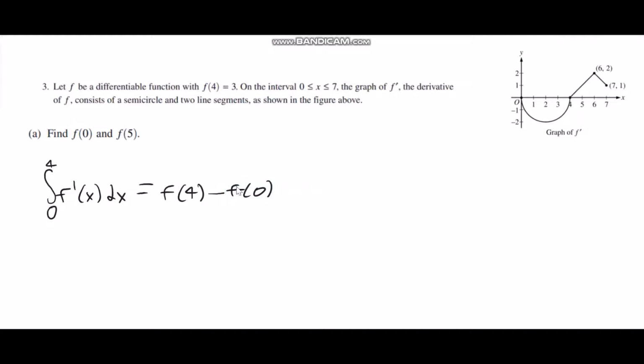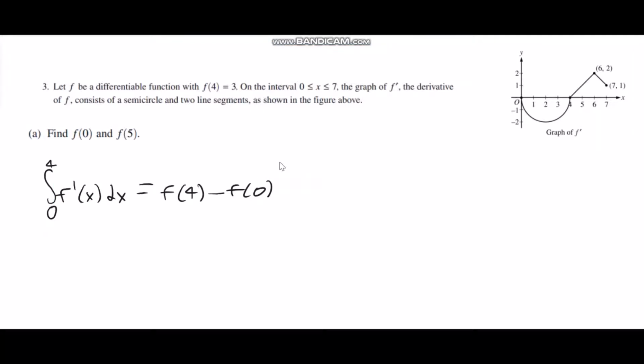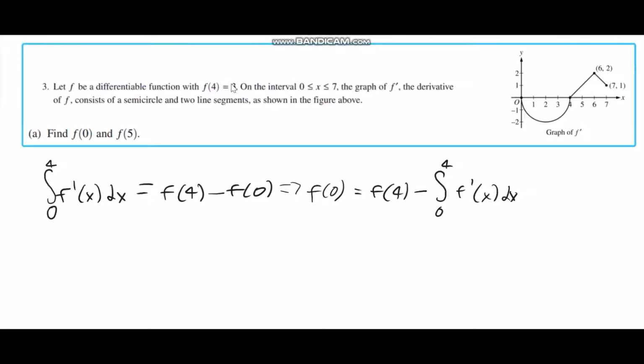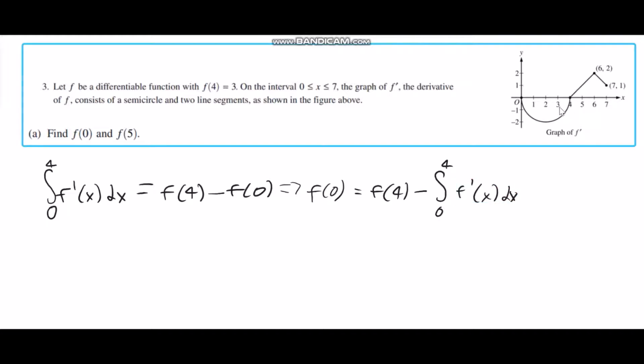And we want to find f of 0, so what I'm going to do is add f of 0 to both sides and subtract this integral from both sides. So that tells me that f of 0 is equal to f of 4 minus the integral from 0 to 4 of f prime of x dx. All right, well, we know what f of 4 is. It's right here. And we can evaluate this definite integral based on this graph.